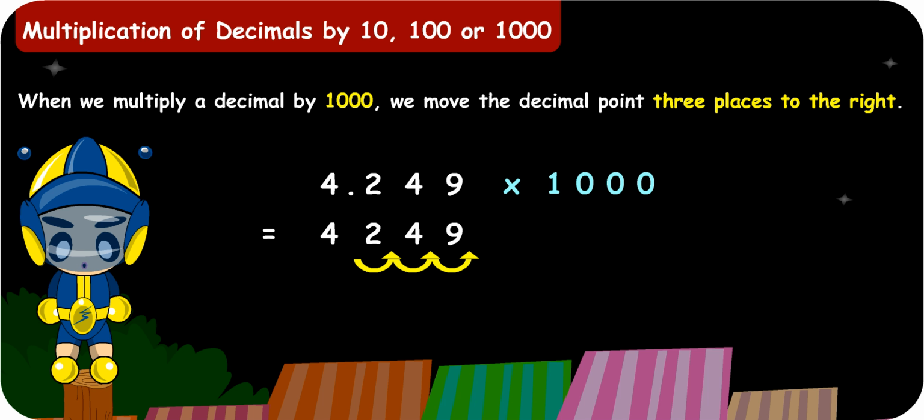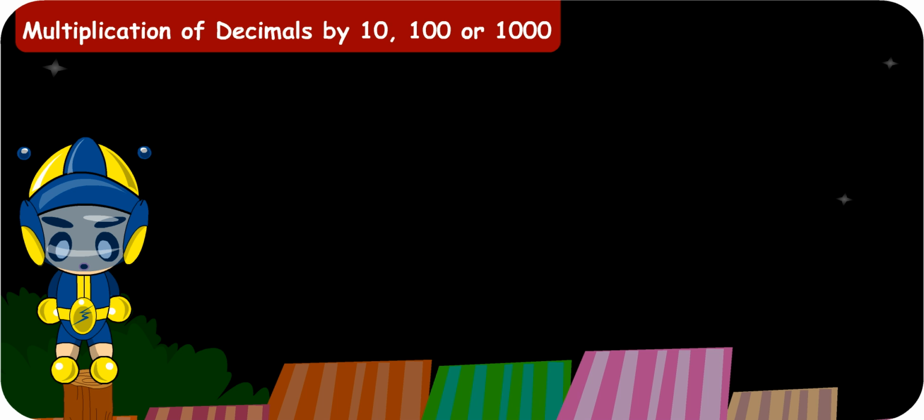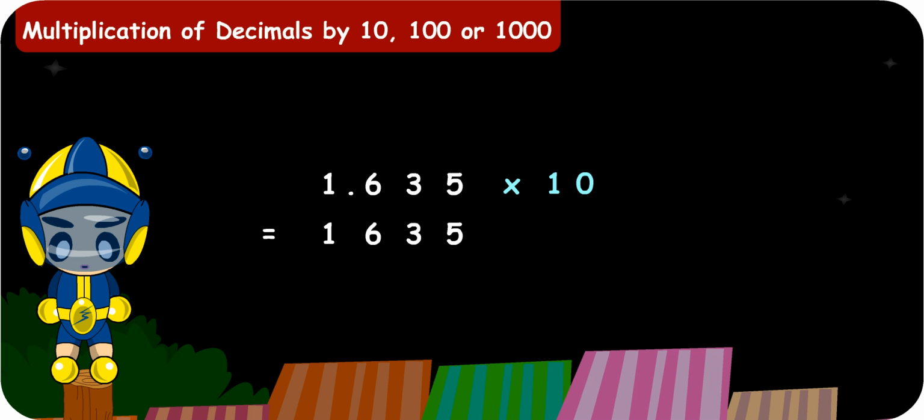Let me try to see whether I can get the sums right. Here they are. What is 1.635 times 10? To multiply a decimal by 10, we move the decimal point 1 place to the right. 1.635 times 10 equals 16.35. Right. What is 1.635 times 100? To multiply a decimal by 100, we move the decimal point 2 places to the right.